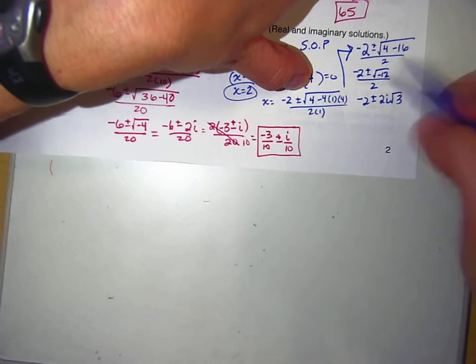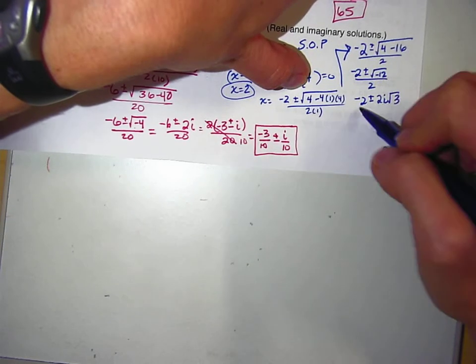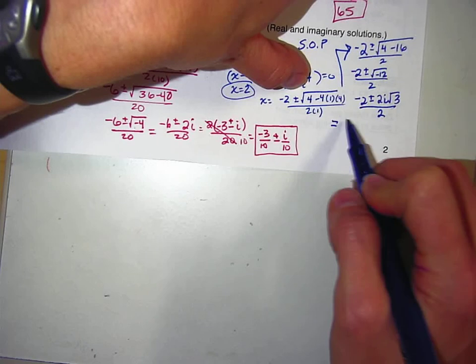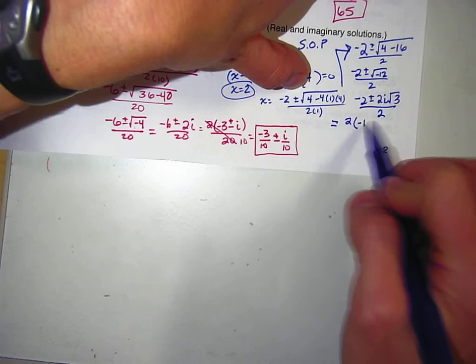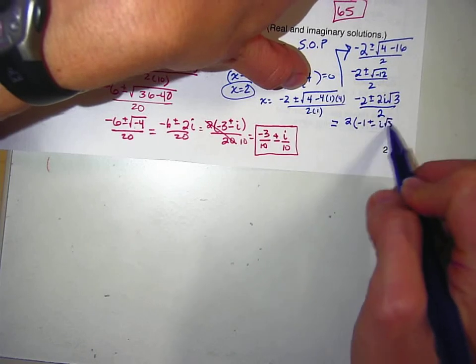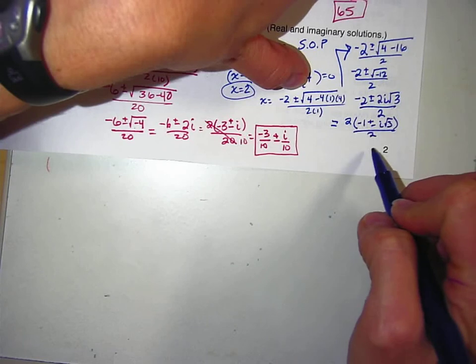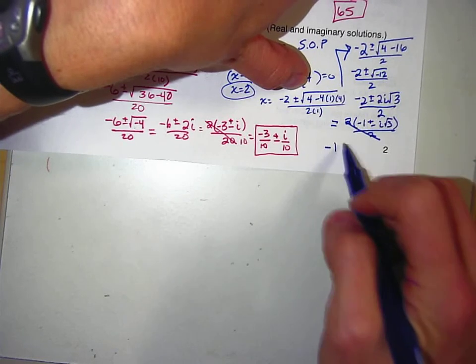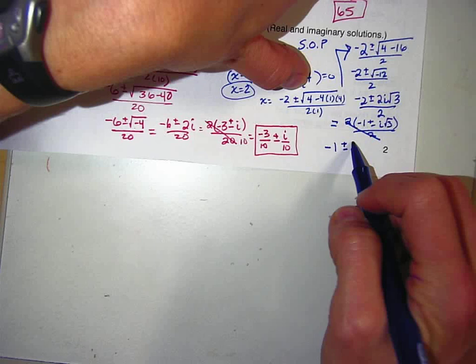So I brought the negative out and made that i. Over 2, factor the top, so we can pull out a 2 and we get negative 1 plus or minus i root 3, all over 2. Those 2s cancel out. So then you're left with negative 1 plus or minus i root 3, all over 2.